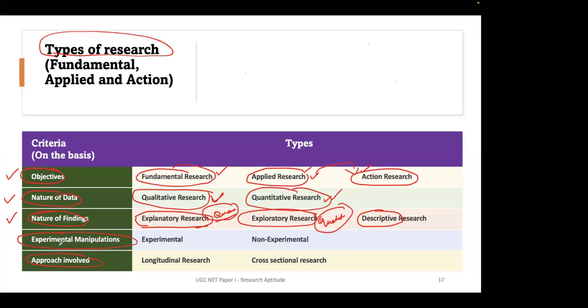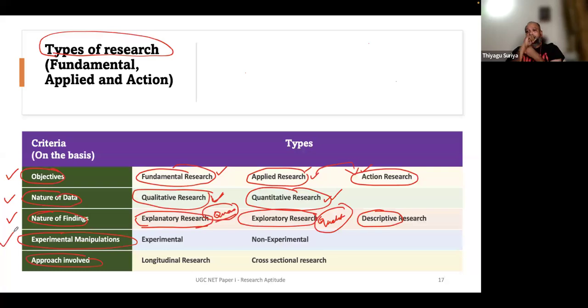That's fine. Great. And there are other types of research based on experimentation and manipulation. When you think about experimentation, we have two kinds of research. One is called experimental research. The other one is called non-experimental research. Listen, there are two types: experimental and non-experimental.